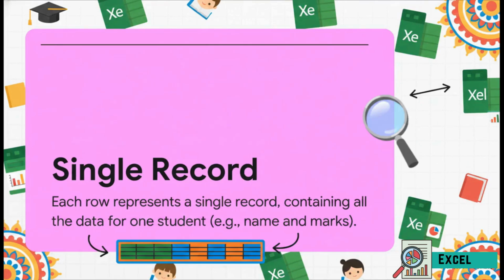The answer is B, a single record. And this is a really important concept in data because that one row contains all the information for one specific student. Their name and their score, we call that a complete record. It's a full set of related information.